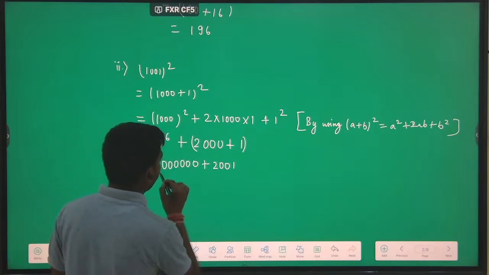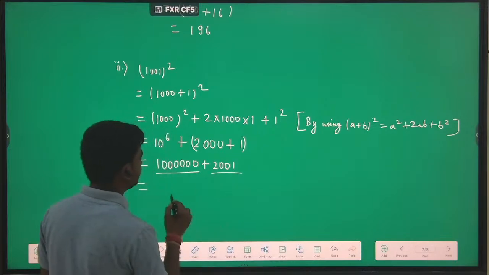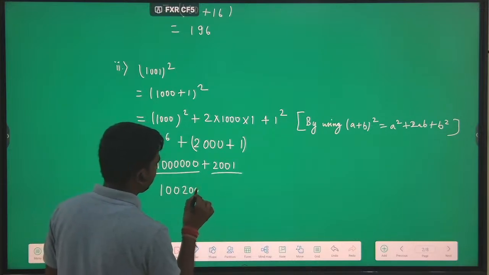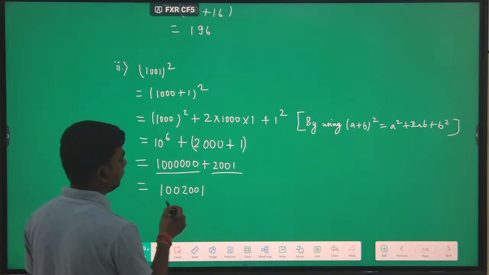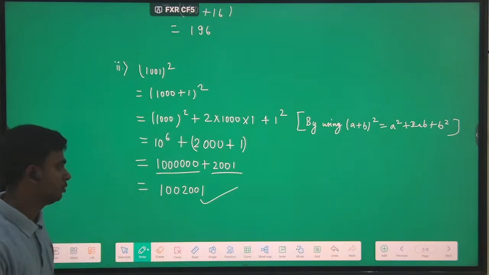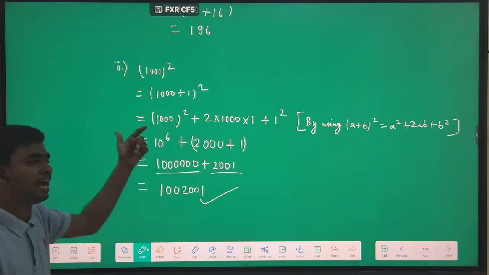So we have to add this with this. So what we will get? So our value will be this, 1002001. Okay. So like this, we have to solve.